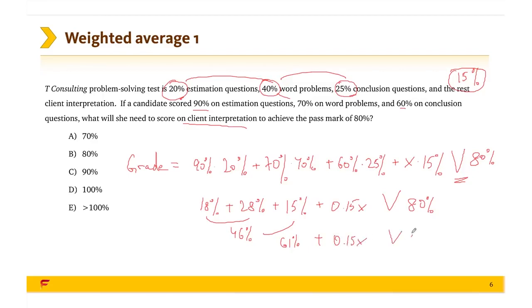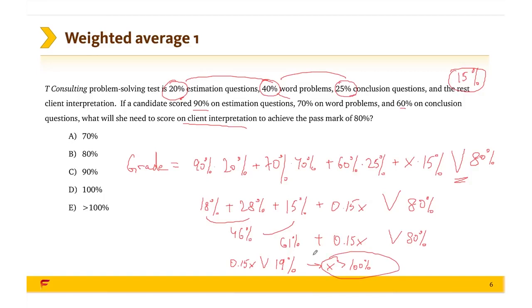15x versus 80%. And now we need to compare 15x versus what? 19%. And we notice right away, even without further computation, that x will be bigger than 100, right? Because if it were 100, then we would have 0.15x on the left-hand side and 0.15 or 15% on the right-hand side. Whereas we see here that 15% of x is actually bigger than 15. So x should be bigger than 100%.